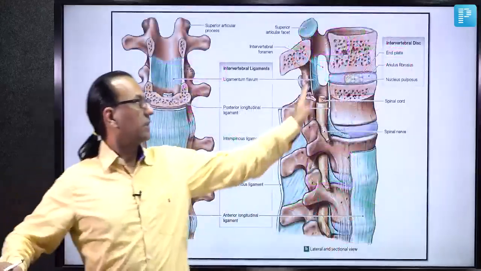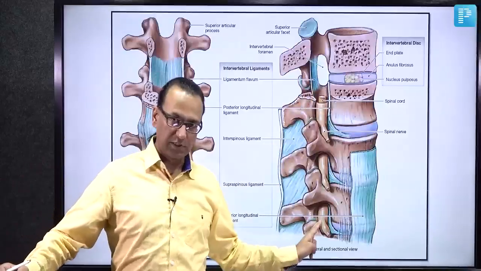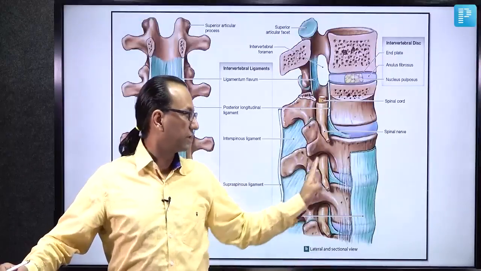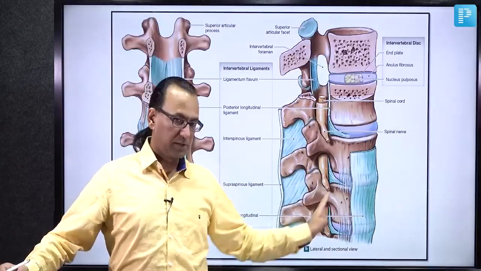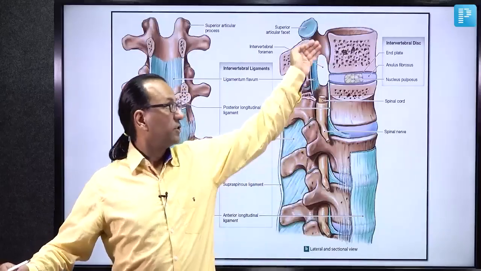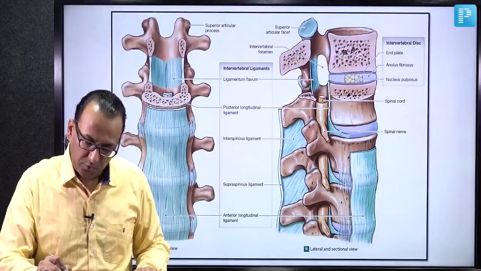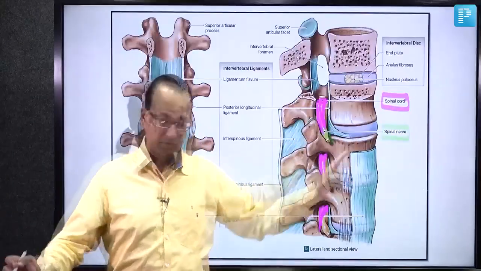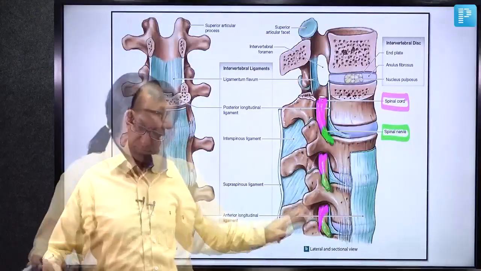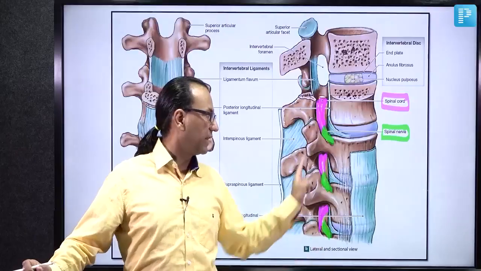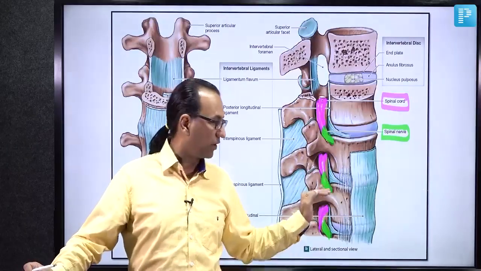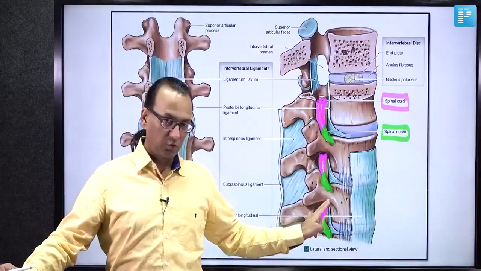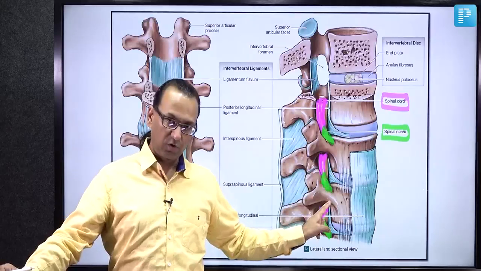Now here you find that the spinal cord is passing through the vertebral canal and giving some spinal nerves in the intervertebral foramina at several levels. So here you can see this is the spinal cord, and it is giving spinal nerves at the different levels, and these spinal nerves are coming out at the level of the intervertebral foramina between the pedicles of the two vertebrae, the higher vertebra and the lower vertebra.